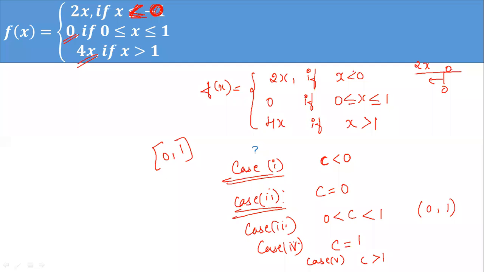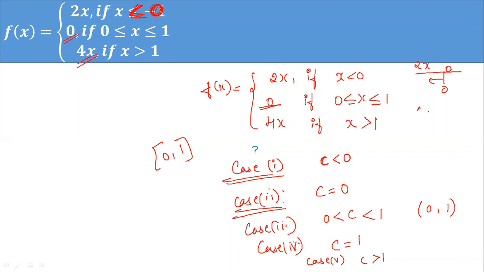C less than 0, because for x less than 0 the function is defined in one way. So at that point you have to check whether it is continuous or not. Equal to 0, why? Because to the left of 0 the function is 2x and to the right of 0 the function is 0. Okay, so you have to check that c is equal to 0. Case 3 is in between 0 and 1 because between 0 and 1 the function is defined in one way. So in between 0 and 1 you have to check whether the function is continuous or not.